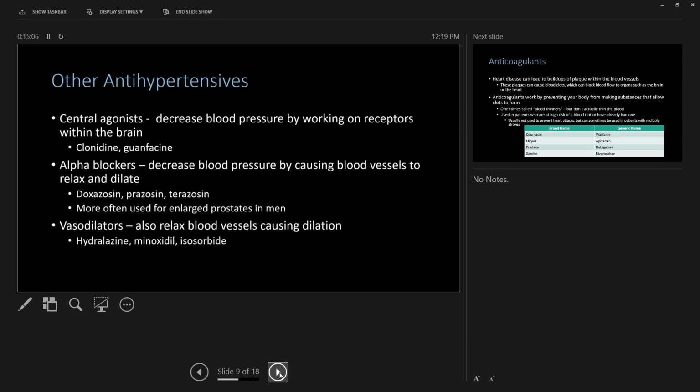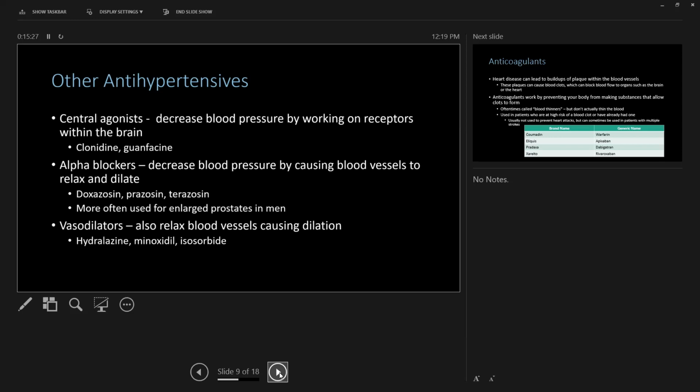And then last but not least, we have our vasodilators. They work similarly. They relax blood vessels, causing dilation, and therefore decrease blood pressure that way. Hydralazine is somewhat commonly used, but unfortunately it is also a 2 to 3 times a day drug. So not the easiest to take.